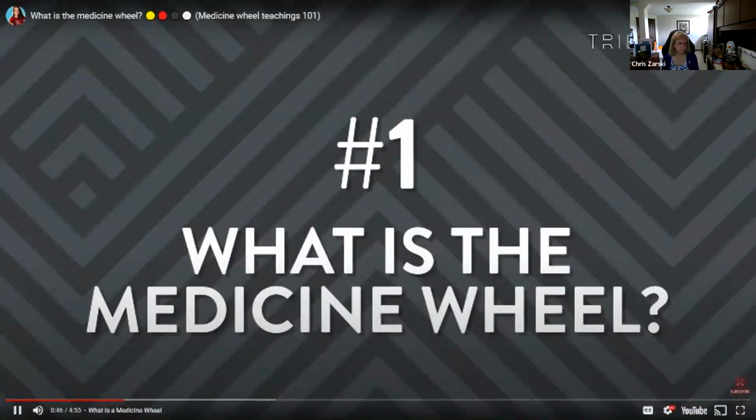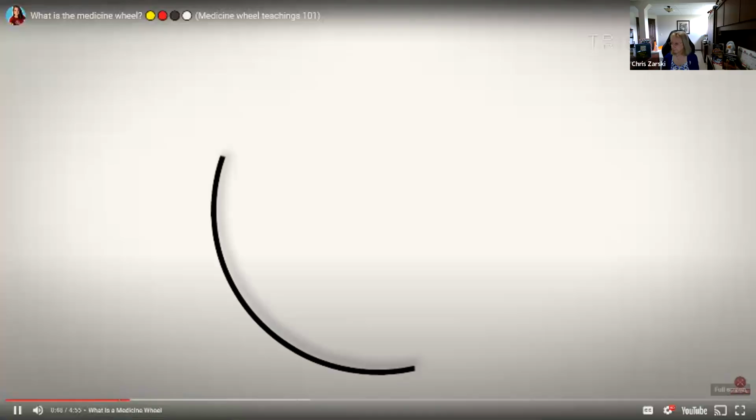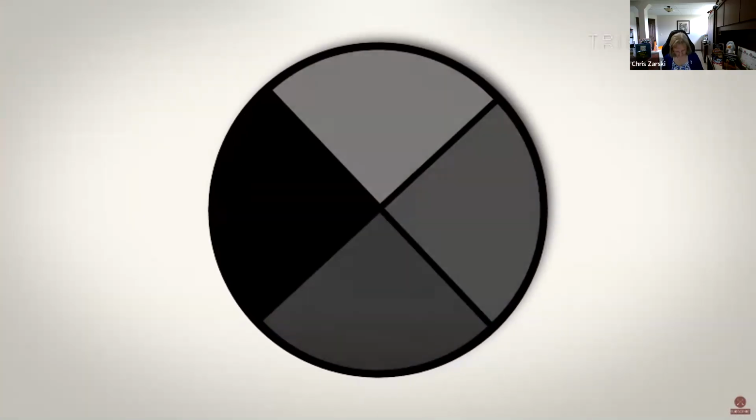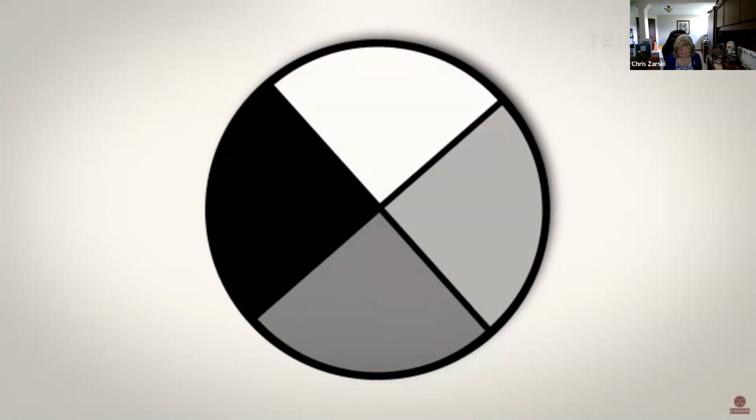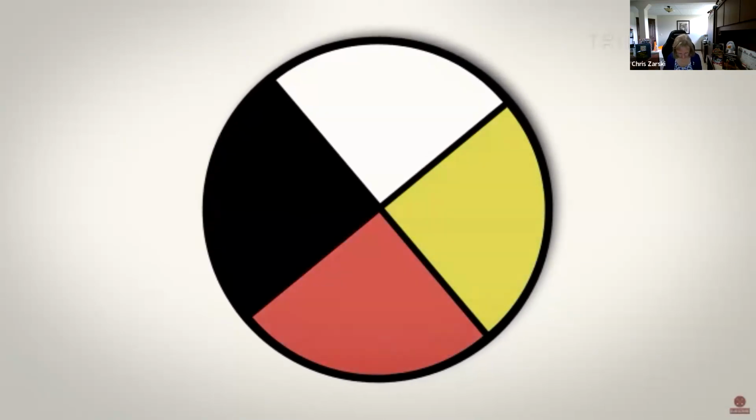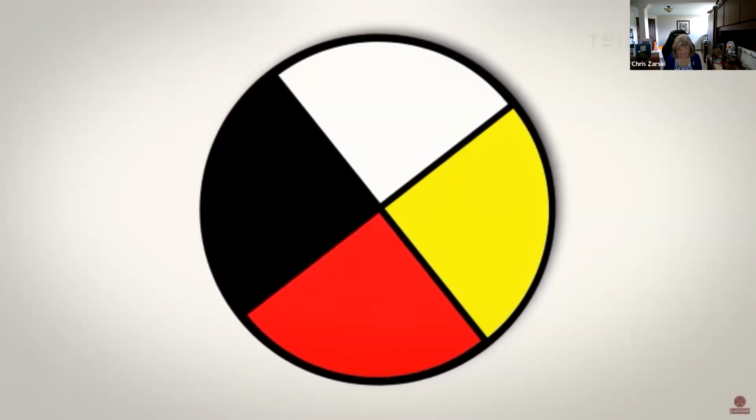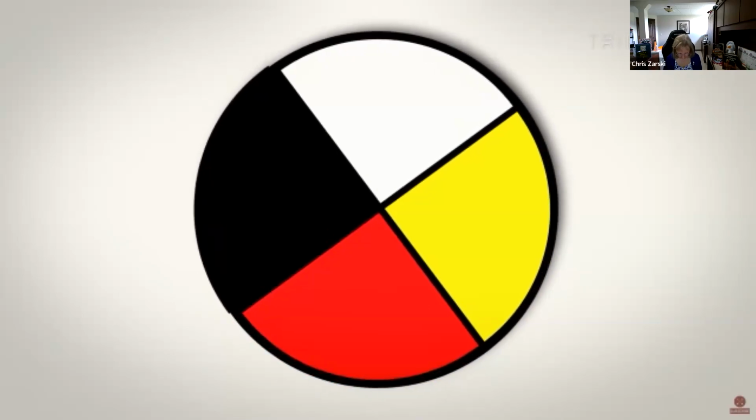Now, there are 3 important points that you need to know about the medicine wheel teachings. The first important point about the medicine wheel is what exactly is the medicine wheel. The medicine wheel is a circular symbol broken into 4 areas or quadrants. These 4 areas have 4 different colors assigned to them, which are most often yellow, red, black, and white.